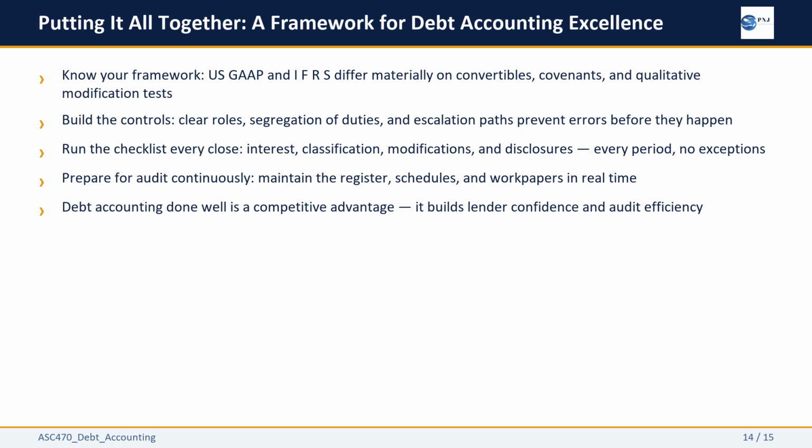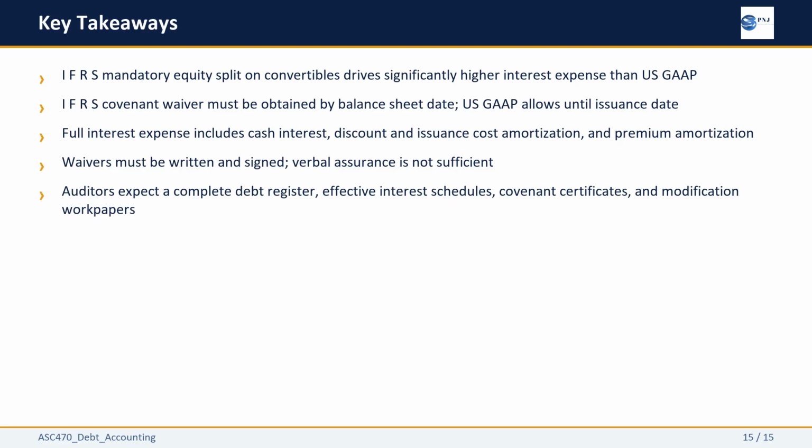When these 4 disciplines are in place, debt accounting becomes a source of confidence for lenders, for auditors, and for management. That is the standard to aim for. Let us lock in the key takeaways from this section. The IFRS mandatory equity split on convertible debt drives significantly higher interest expense compared to US GAAP. In our example, nearly $47,000 more in year 1 alone.